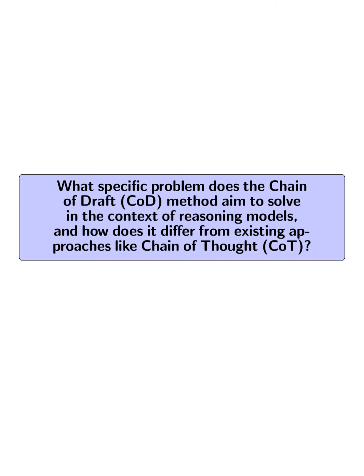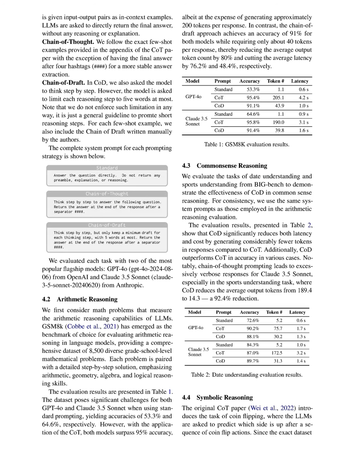What specific problem does the chain of draft (COD) method aim to solve in the context of reasoning models, and how does it differ from existing approaches like chain of thought (COT)? The chain of draft (COD) method aims to address the problem of excessive verbosity and high computational costs associated with existing reasoning models, particularly those using the chain of thought (COT) approach.